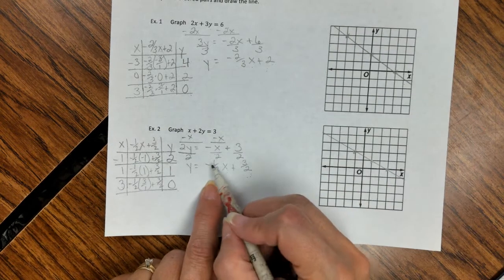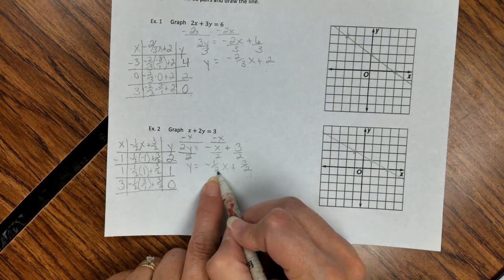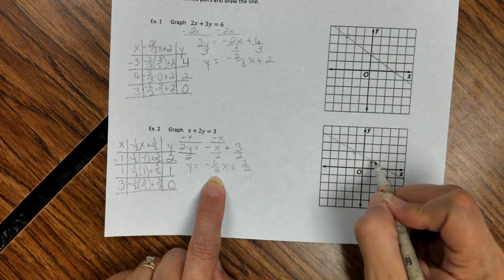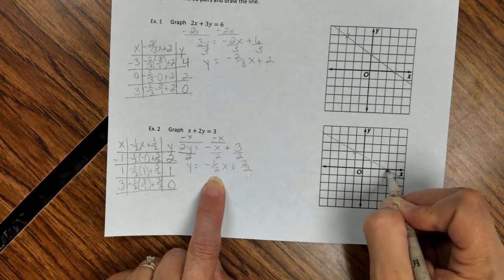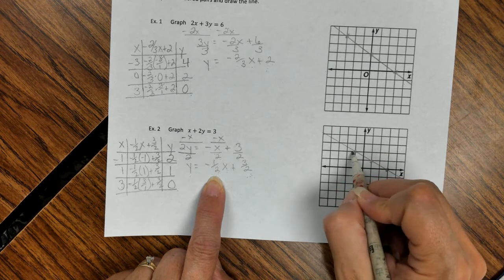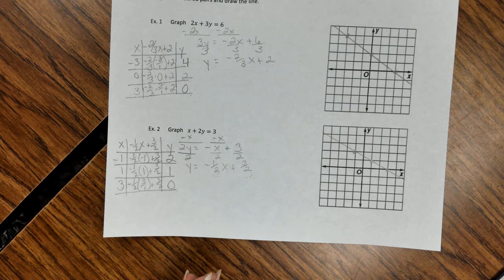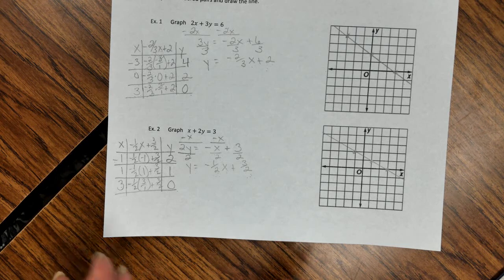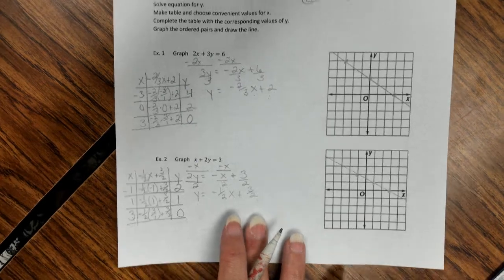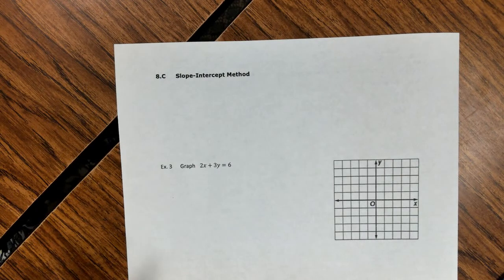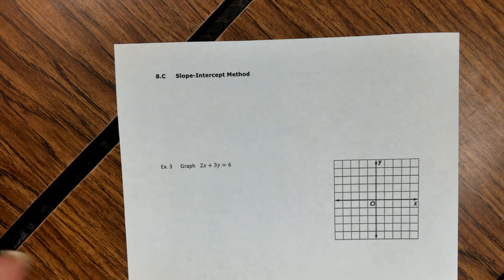This one, negative 1/2, means down 1, right 2, down 1, right 2. I could have started up here, down 1, right 2, another point on the line. This always is the case, and then we use those patterns to do this little shortcut that we're getting to in part C. Okay, so for part C, the slope-intercept method.